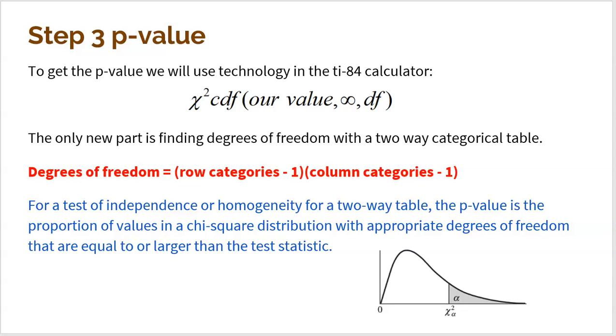The degrees of freedom when you're working with two categorical variables is a little bit different. Remember, if there's only one categorical variable, you just take your total categories minus 1. It has nothing to do with sample size. Here, the degrees of freedom is row categories minus 1. So you look at how many different rows you have.